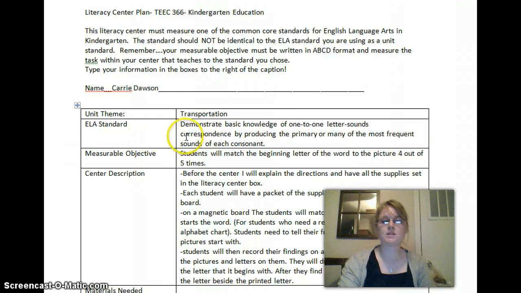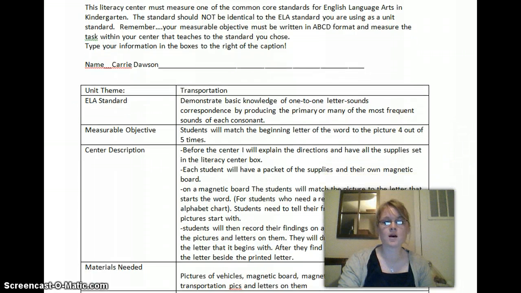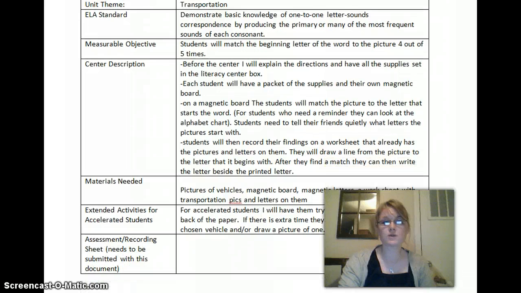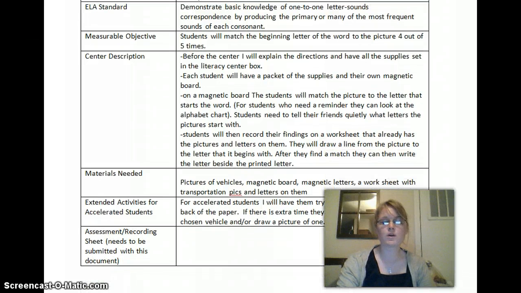My ELA standard is to demonstrate basic knowledge of one-to-one letter sound correspondence by producing the primary or many of the most frequent sounds of each consonant. The measurable objective is that the students will match the beginning letter of the word to the picture 4 out of 5 times.